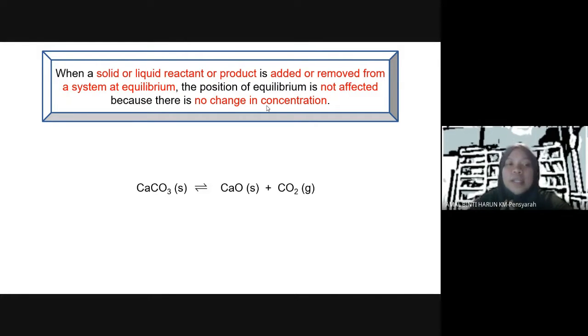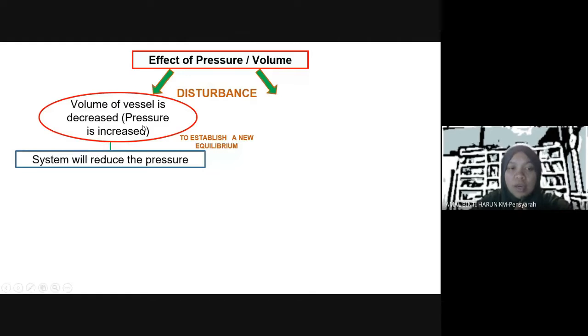Okay, disturbance yang seterusnya adalah volume of the vessel. Bila volume vessel, kita dah belajar Boyle. Okay, if the volume of the vessel is decreased, pressure is increased, so the system will reduce the pressure. Okay, kalau you buat apa, volume vessel decrease, pressure increase. So pressure increase, disturbance dia adalah pressure increase.